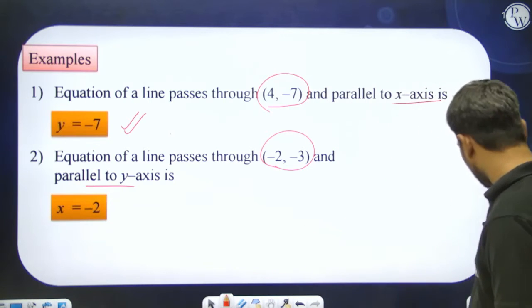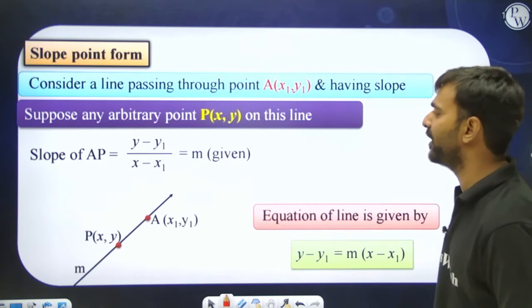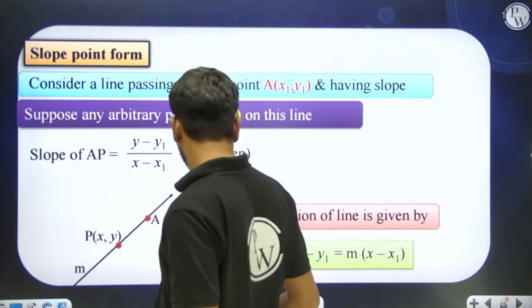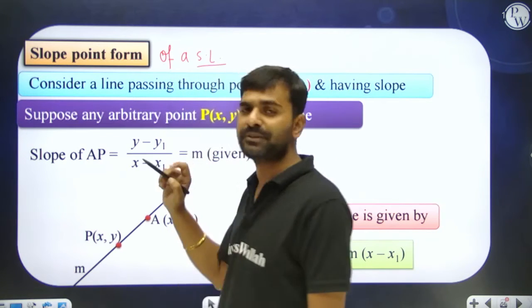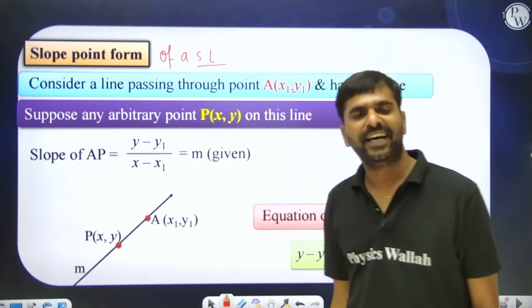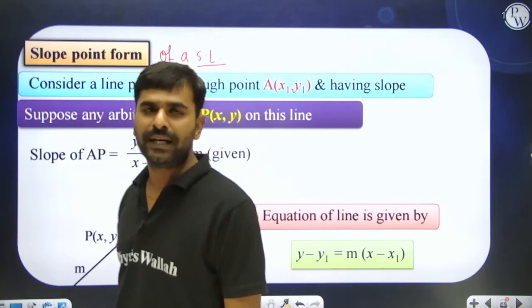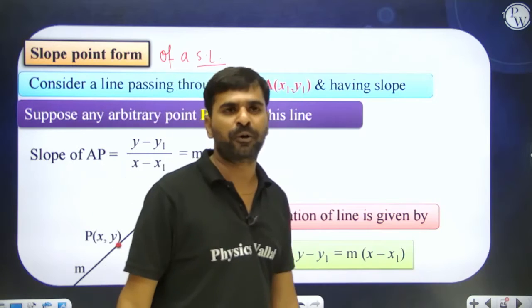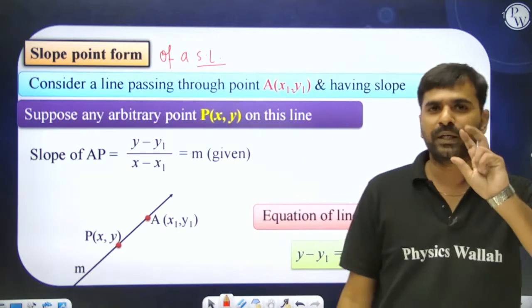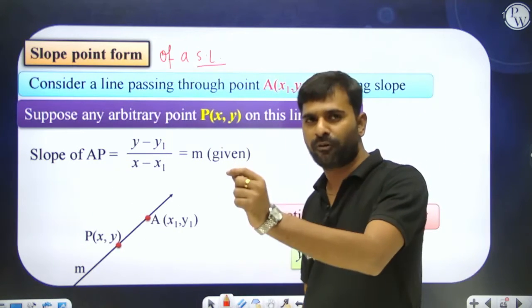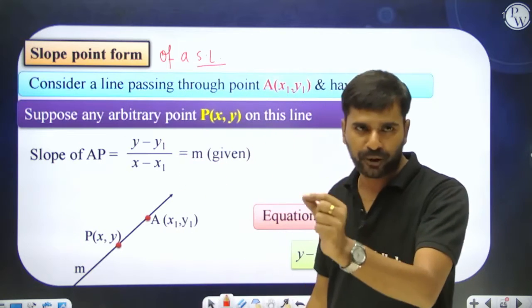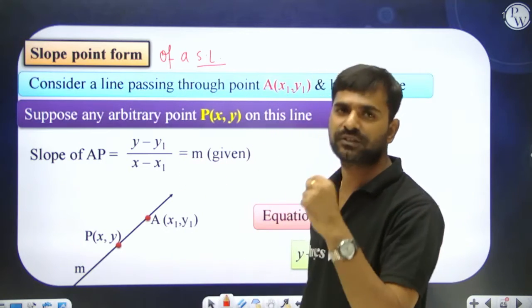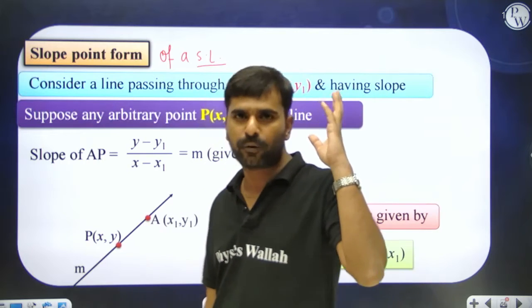Alright, moving on to the next thing, slope point form. There are different forms. As I told you, one of them is the general form of a straight line, ax plus by plus c equal to 0. Now the second one we are studying is slope point form. Two terms are coming over here, one is slope, one is point. If one slope and one point are given to me, I can write down the equation of the line quite comfortably.